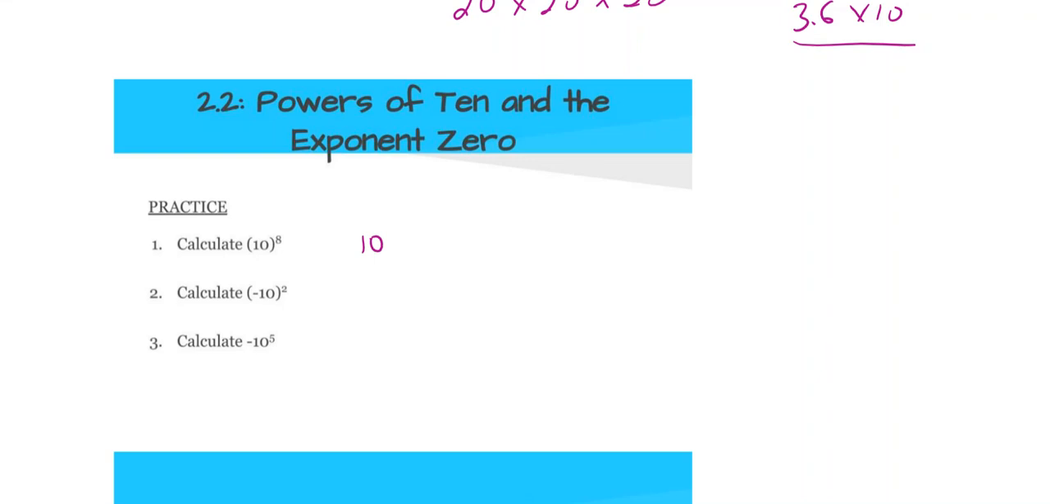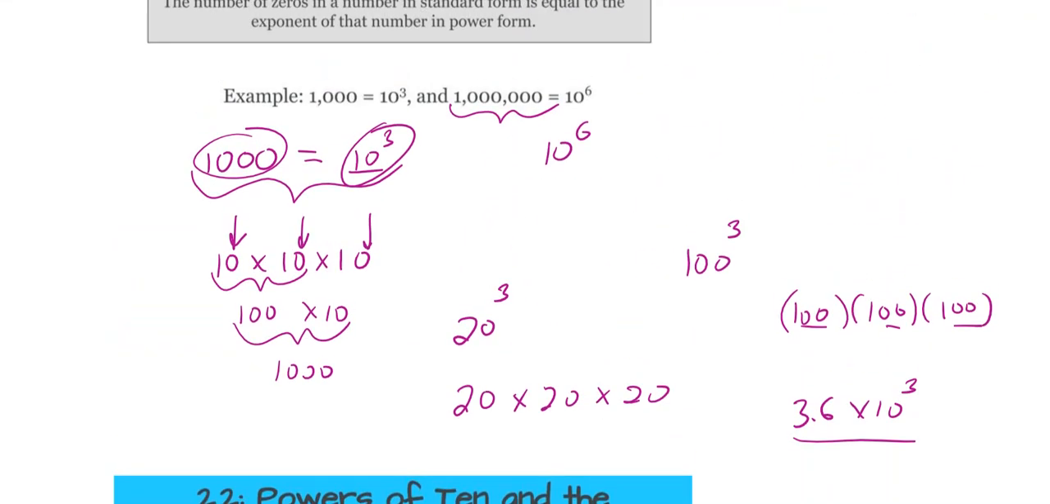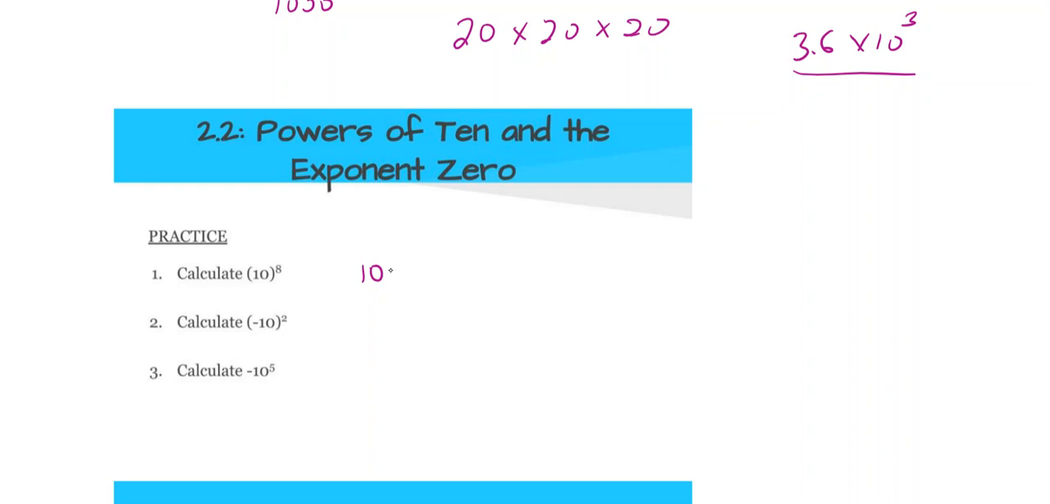It's actually a 1. It's a 1 with 8 zeros, in the same way that this one was a 1 with 3 zeros, which was 10 to the power of 3. So this still will just be a 1, and then 1, 2, 3, 4, 5, 6, 7, 8 zeros. Done.